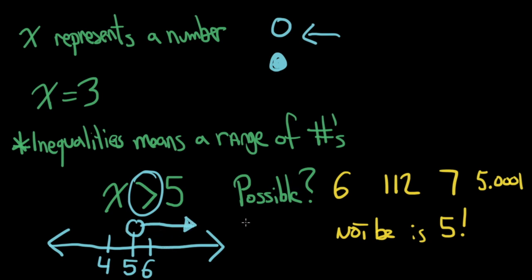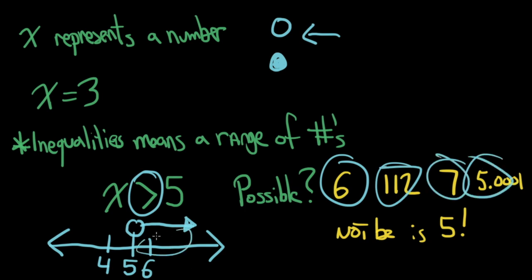Does that make sense? Are these numbers on this side of the number line? Yeah, it is. So we need to show that with the arrow. So that is showing that x could be any of those numbers. And because it's an open circle, we know that it is not 5. Cool? Makes sense? I can see that you're nodding your head. Great. So another example, let's just take the other example.